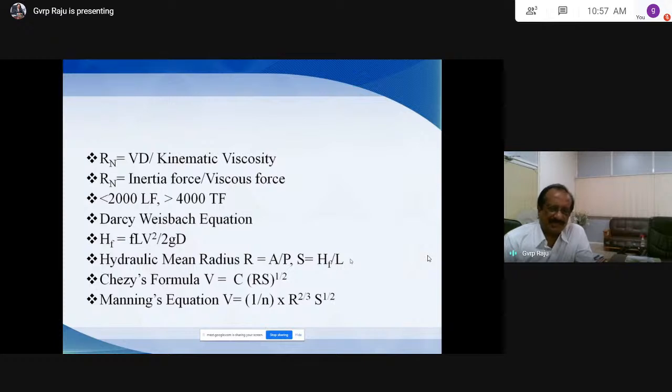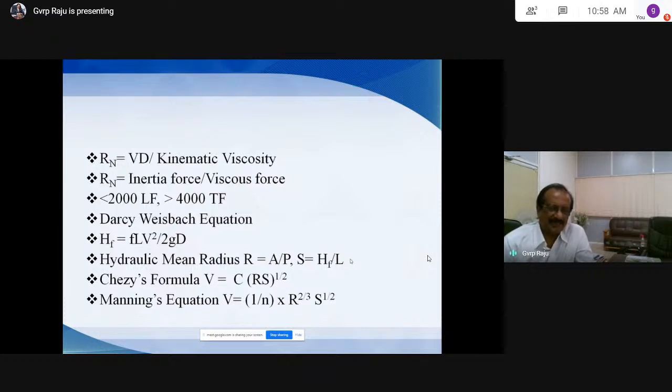And Darcy-Weisbach equation, try to remember that it is hf is equal to fLV square by 2gD, and hydraulic mean radius R is equal to A by P, S is equal to hf by L, and Chezy's formula V is equal to C root RS. So V is equal to C root RS, C is the Chezy's constant, R is hydraulic mean radius, and S is the slope here, hf by L.